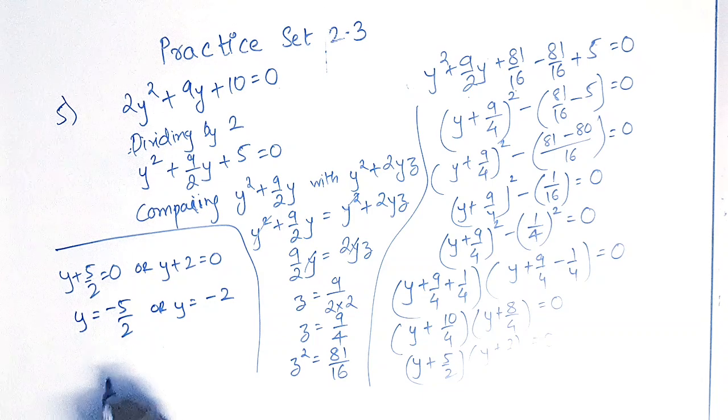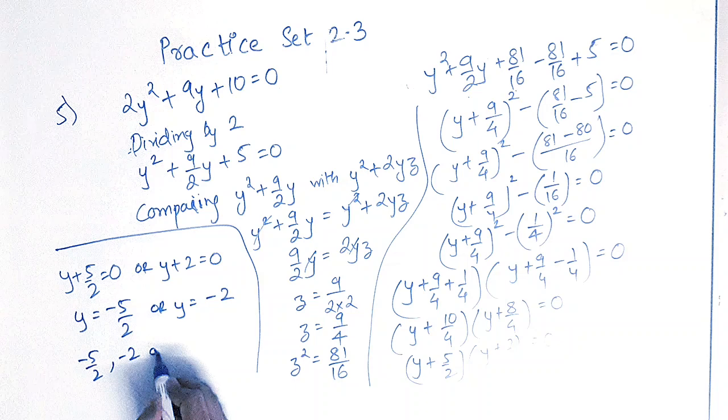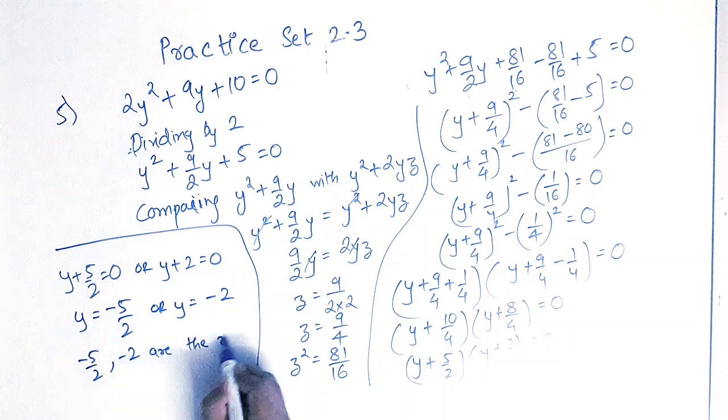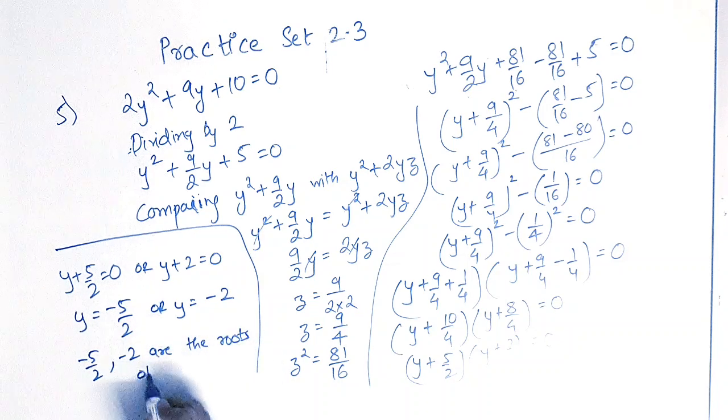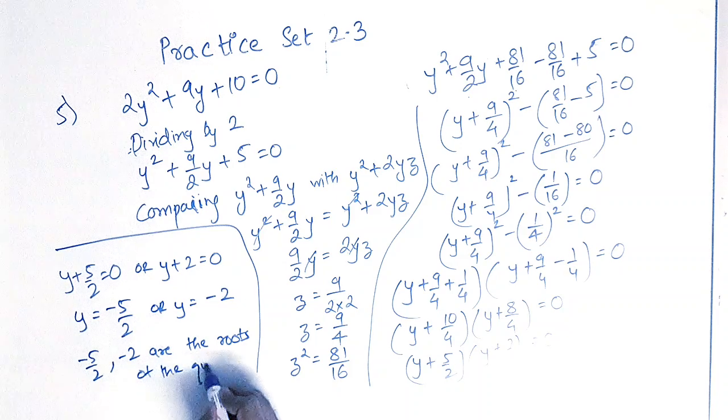Okay, so you can write the final answer here. Minus 5 upon 2 comma minus 2 are the roots of the quadratic equation.